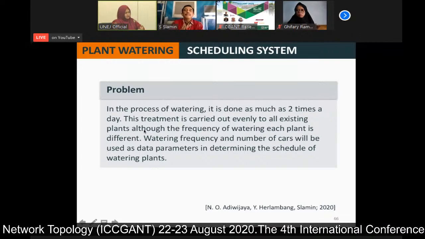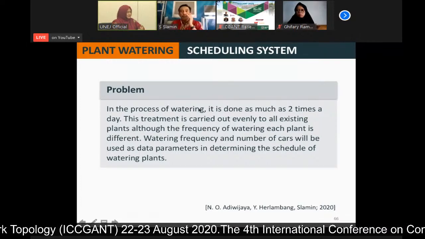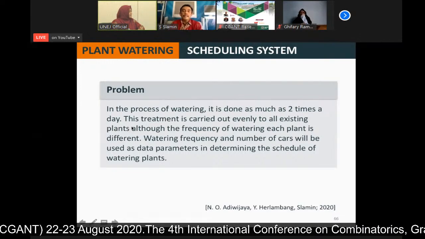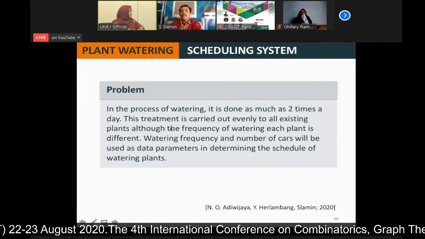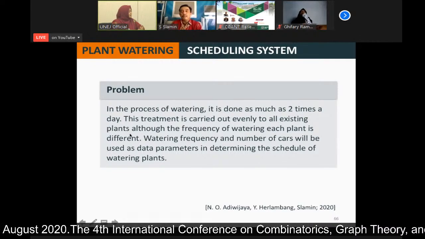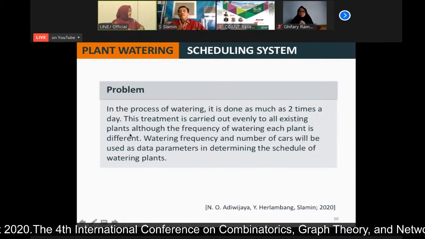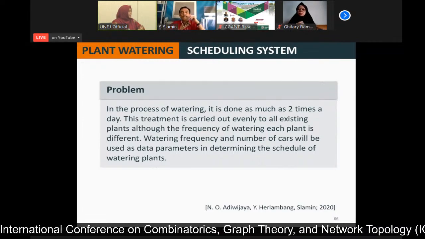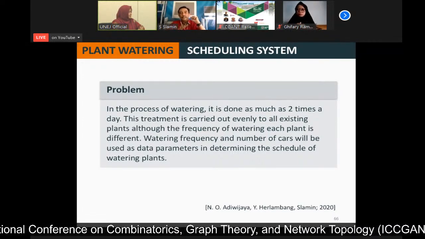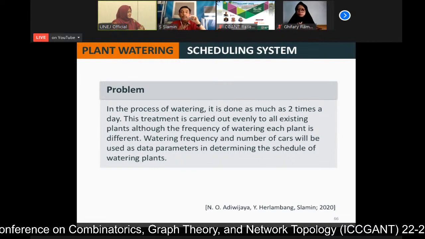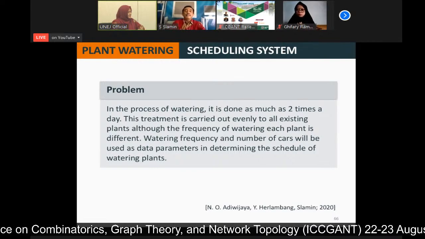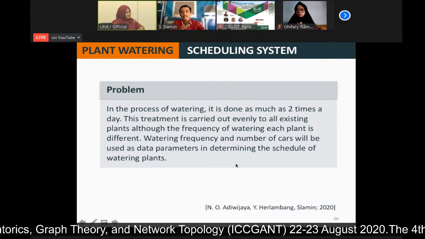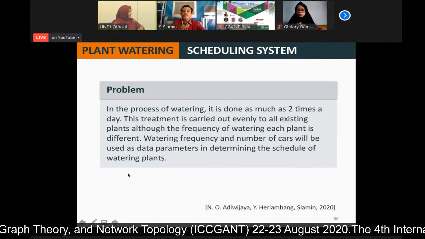So in the process of watering, it is done as much as 2 times a day. This treatment is carried out on all existing plants, although the frequency of watering each plant is different. Some plants need once a day, some plants need twice a day. Watering frequency and the number of cars will be used as data parameters in determining the schedule of the watering plan.